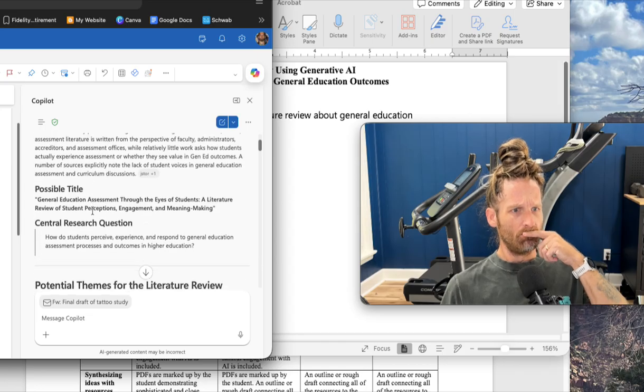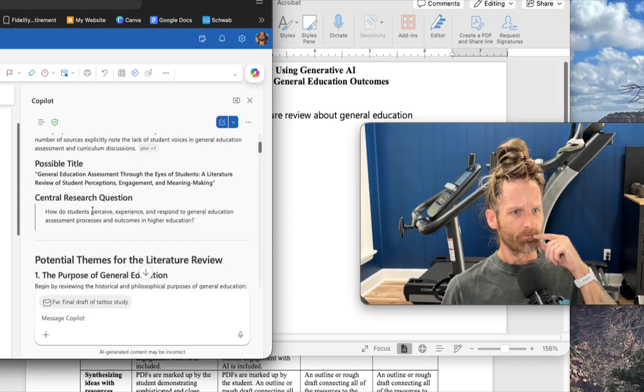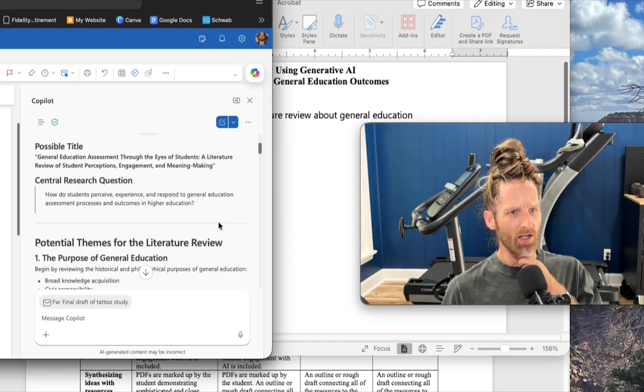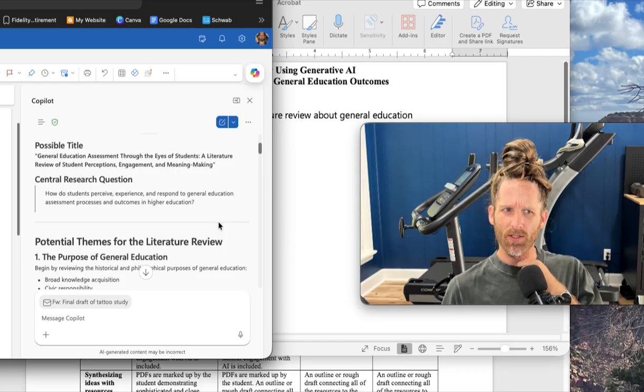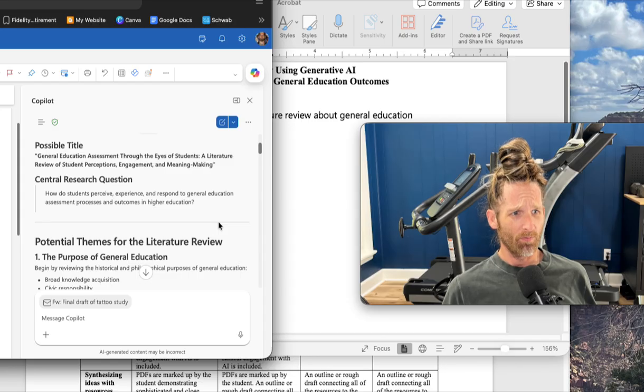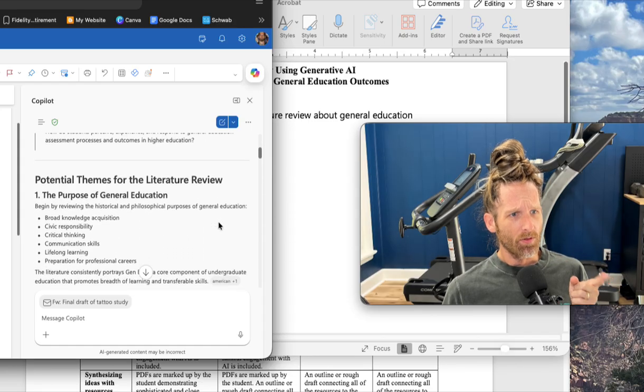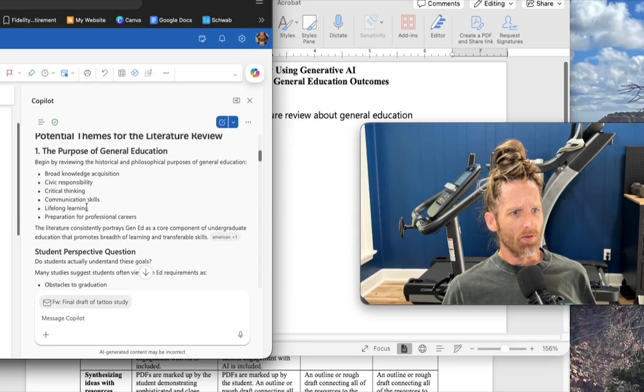It suggested the research question be, how do students perceive, experience, and respond to Gen Ed assessment processes and outcomes in higher education? Not crazy about the research question. That's like asking students how they feel about the assessment of Gen Ed, not Gen Ed in general. So, stupid research question, CoPilot. However, let's see, potential themes for my lit review: broad knowledge acquisition, purpose of Gen Ed, what's the goal?